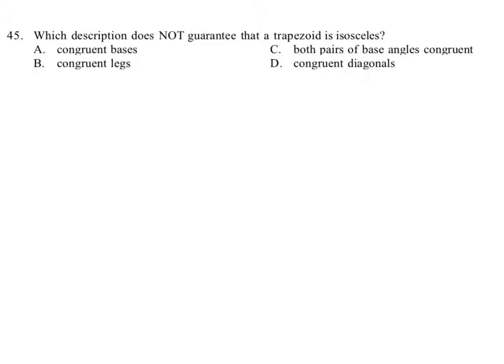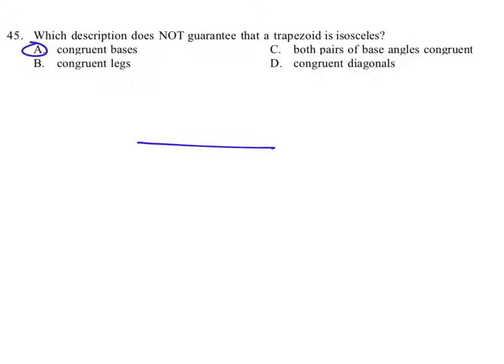Okay, this is an interesting one. Which description does not guarantee that a trapezoid is isosceles? And there's something actually kind of funny going on with this that, I don't know, some of you might struggle with. So let's look at it. Congruent bases, I'm going to leave that aside for a second because I want to demonstrate that.